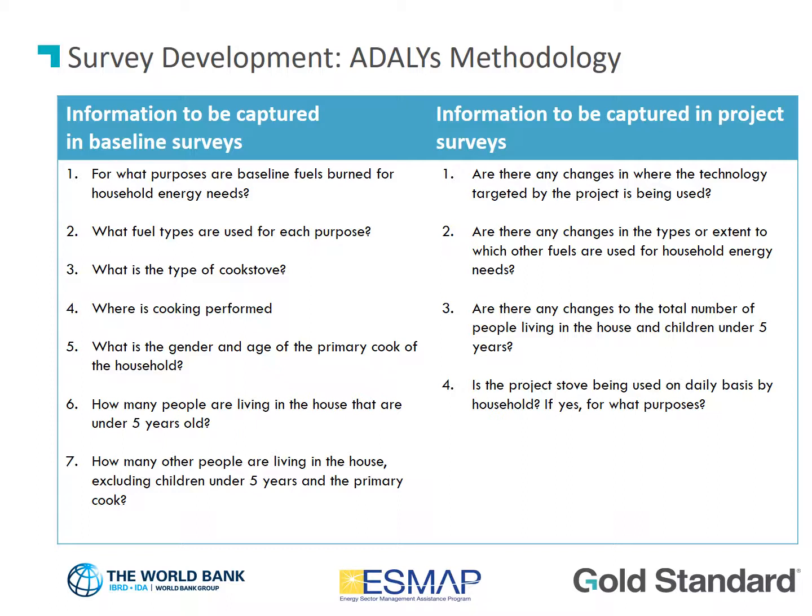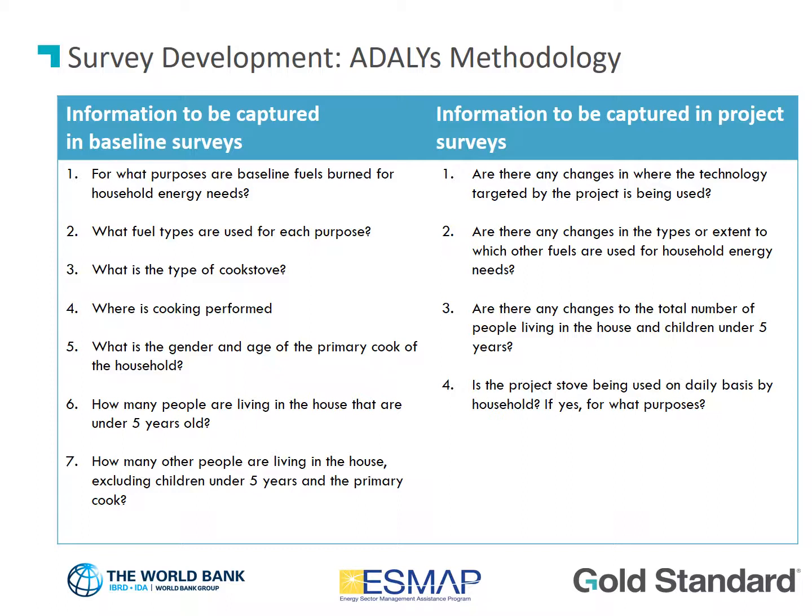We want to know what type of stove. We want to know where the cooking is performed. This can matter a great deal when analyzing the data. We'd like to know what the gender and age of the primary cook of the household is, how many people are living in the house that are under 5 years old, and how many people are living in the house excluding children under 5 years, including the primary cook. And this is all really important information which can help make things really clear once we actually get a look at the concentrations of the exposure in the household.